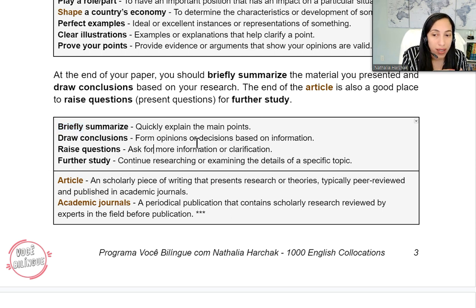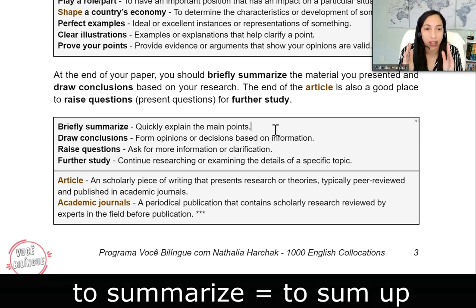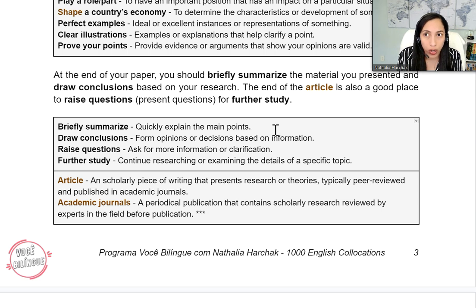And to summarize is, for example, if you have a really long text and say the text has 20 paragraphs, and you need this text to have 3 paragraphs, then you need to summarize the text. You need to reduce the amount of words used in the text, all right? So summarize. Be careful with the word to resume, okay?